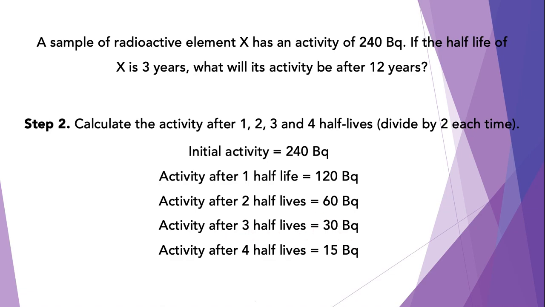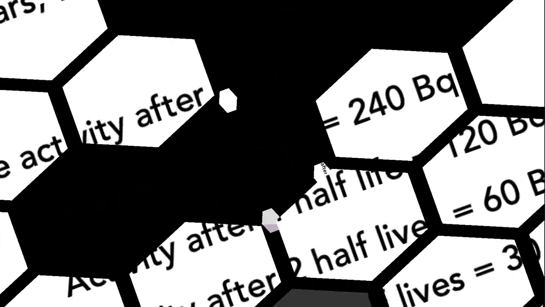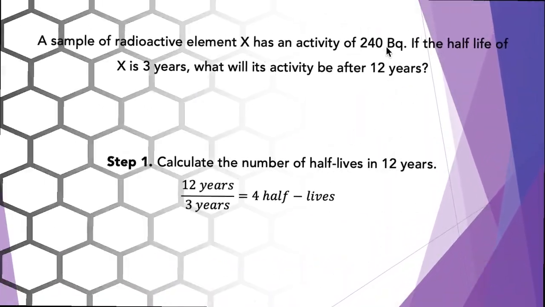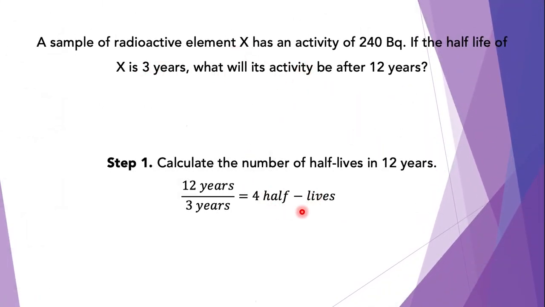So this is how we find the activity of a sample. What we did is that we first found out how many half-lives, because we know the half-life of the element X is 3 years. Then we found out how many half-lives would have passed after 12 years. Dividing 12 years by 3 years, the half-life, we get 4 half-lives. So that means that after 12 years, the element X would have crossed 4 half-lives.